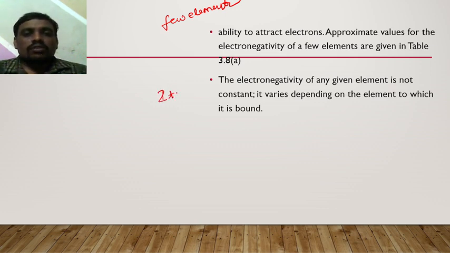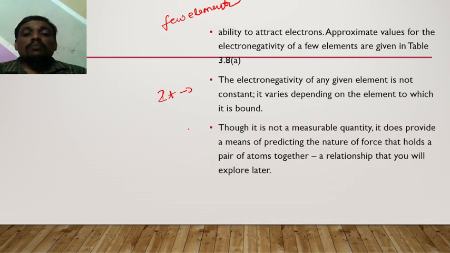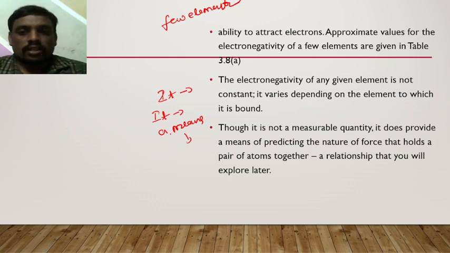Why? Because it varies depending on the element to which it is bound, varying from compound to compound. It is not a measurable quantity. Perhaps it does provide a means of predicting the nature of the force that holds a pair of atoms together.